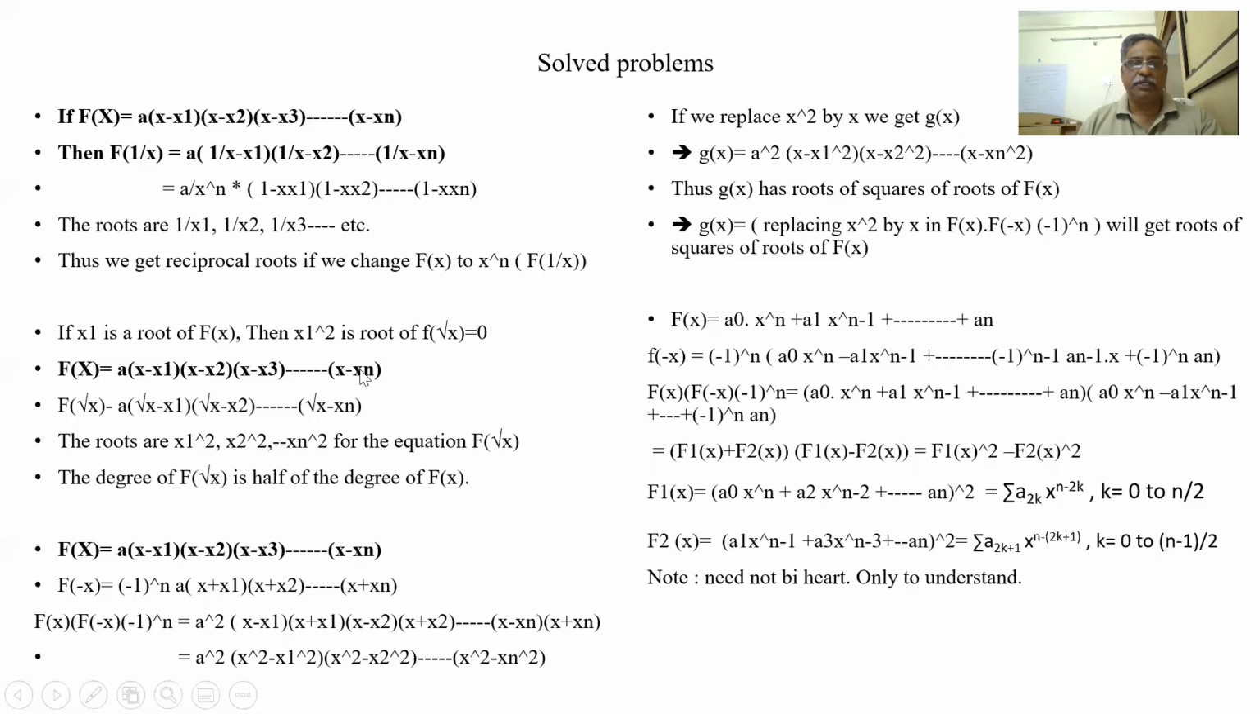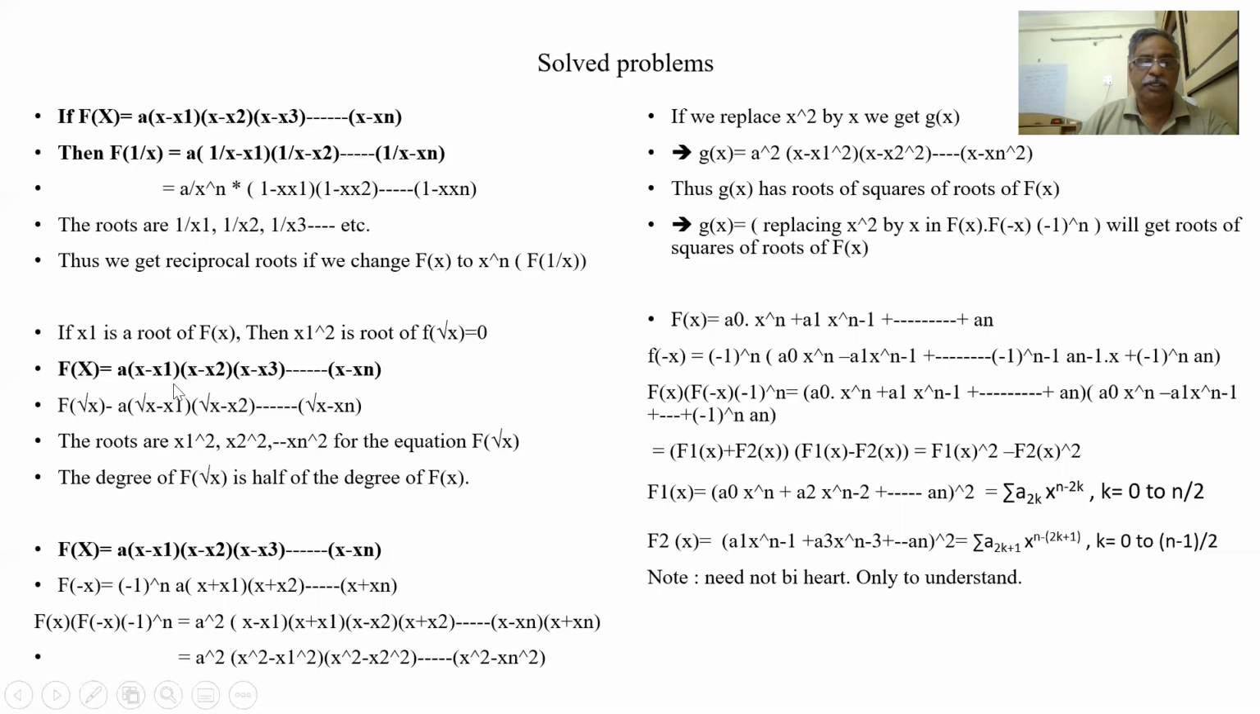If x1 is a root of f of x, then x1 square is a root of f of root x. Suppose f of x is there, I am putting root of x. So wherever x is there, I am putting root x. So what is the root of this here? If I put x is x1 square, the root of x1 square is x1. x1 minus x1 is 0. So plus or minus x1, but I am taking plus x1. So root of x is equal to x1, x is equal to x1 square. So here we are getting squares of the original roots. I'll get that if I replace x with root x.